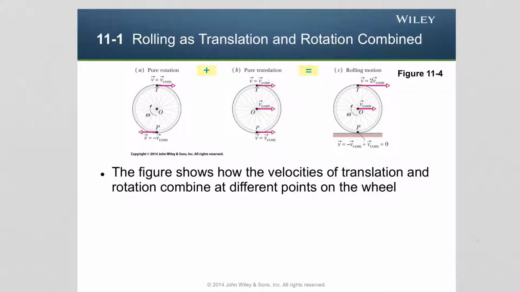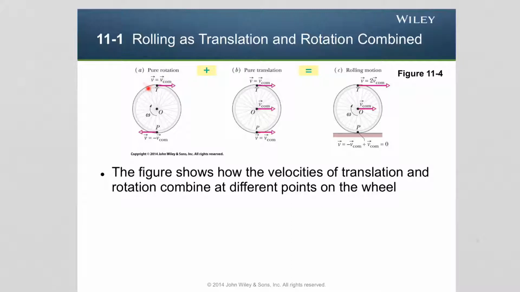Similarly to projectile motion, we can consider rolling motion to be the combination of two independent motions. So first we have pure rotation, for which every point on the circumference of the bicycle wheel has a linear velocity, a linear speed equal to the speed of center of mass vcom. And the other type of motion is pure translation, for which every point on the wheel translates with velocity equal to vcom.